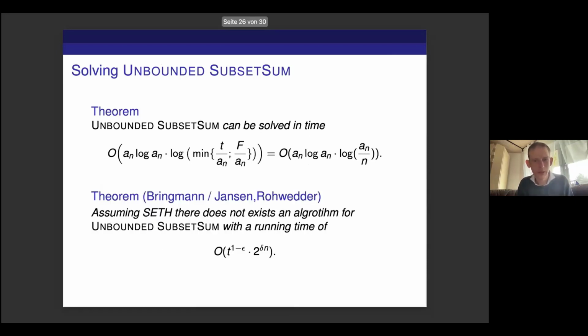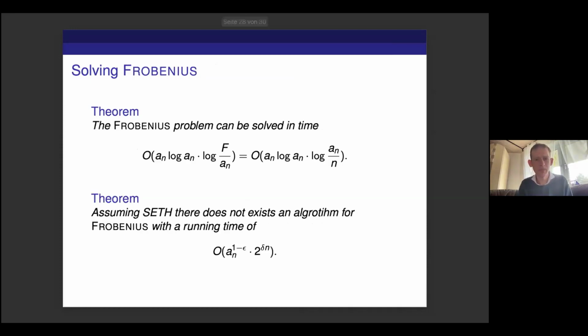So this was the one algorithm. And yes, then there's the lower bound that was already known from the paper of Bringmann and also Janssen and Rohwedder talking about this. So we know we cannot solve the unbounded subset sum problem in sublinear time in AN. And actually this lower bound holds also for the Frobenius problem. So this is what I showed in the paper, that this lower bound can be transferred also to the Frobenius problem.